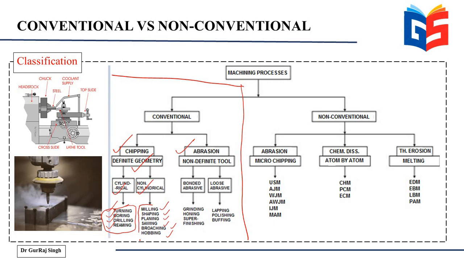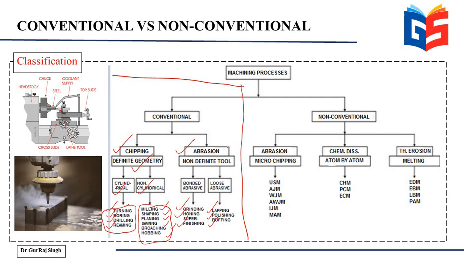So these are the methods that are used on non-cylindrical workpieces with chipping as the mode of material removal and a definite geometry tool. On the other hand, when you have a non-definite geometry tool, you can use either a bonded abrasive or a loose abrasive. The processes that use a bonded abrasive are grinding, which uses a grinding wheel, honing, which uses a specially designed honing tool, and super finishing, which uses a belt or a stone. On the other hand, we have loose abrasive techniques which are used in lapping, polishing, or buffing. So these are all the conventional methods.